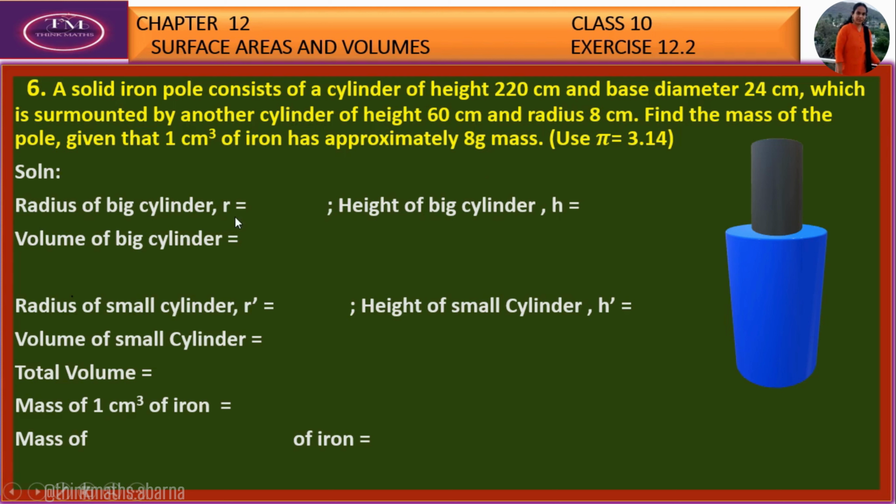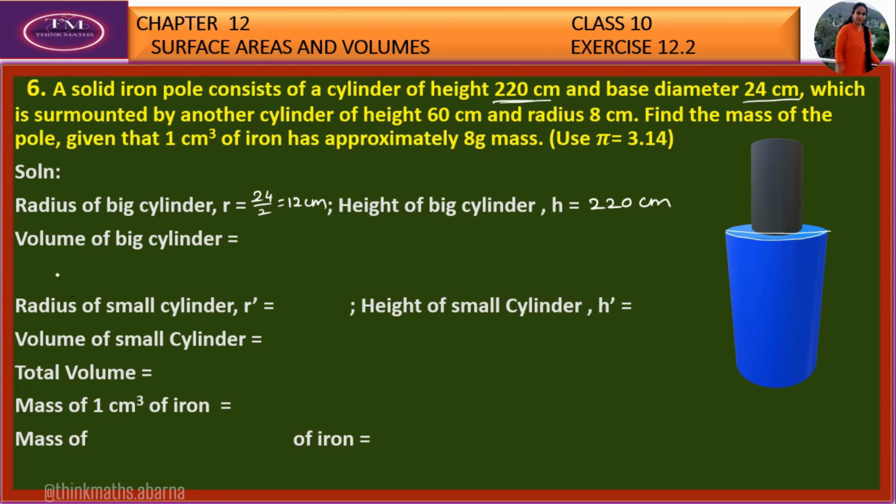Now I took the big cylinder and the small cylinder. So radius of big cylinder. So what is given? So this is the value of the big cylinder. A solid iron pole consists of a cylinder of height 220 centimeters. So height of big cylinder H is equal to 220 centimeter and base diameter is 24. So radius will be 24 by 2 equal to 12 centimeter.